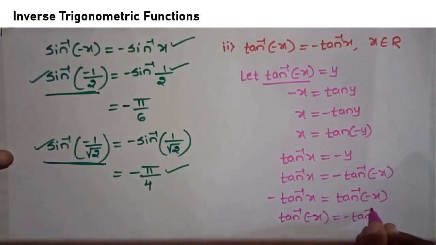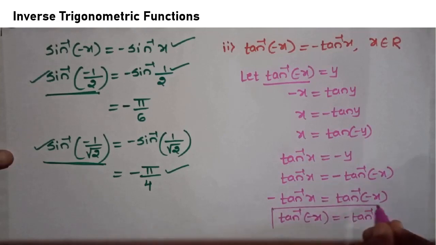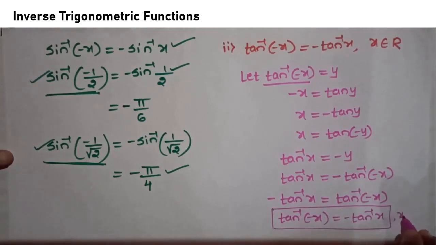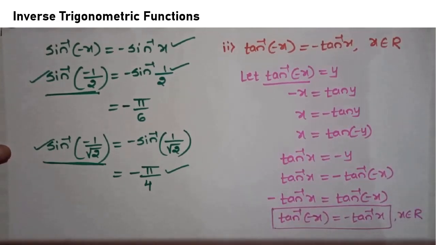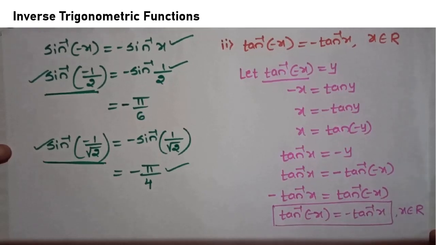So we have proved the property that tan inverse of minus x is equal to minus tan inverse x, where x belongs to the set of all real numbers. Proving the property is also important. Sometimes they ask for it for 2 marks: prove that tan inverse of minus x is equal to minus tan inverse x where x belongs to R.